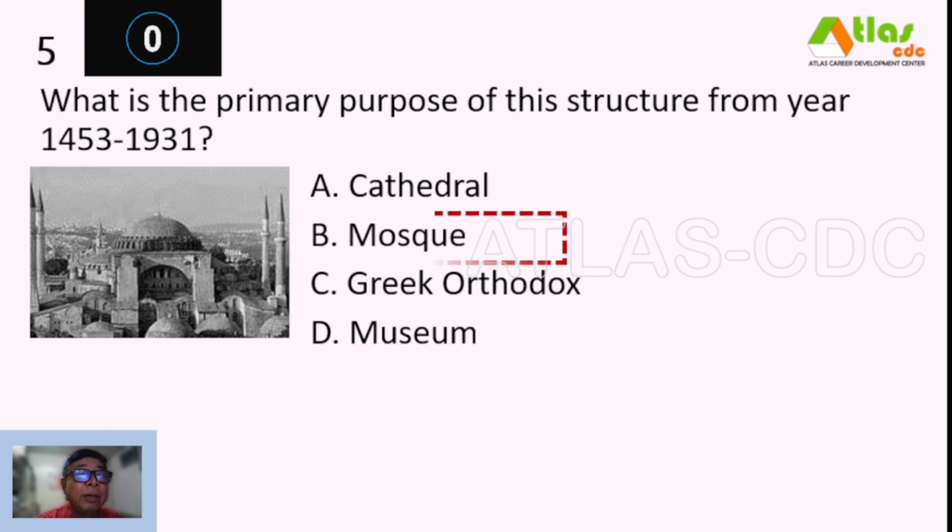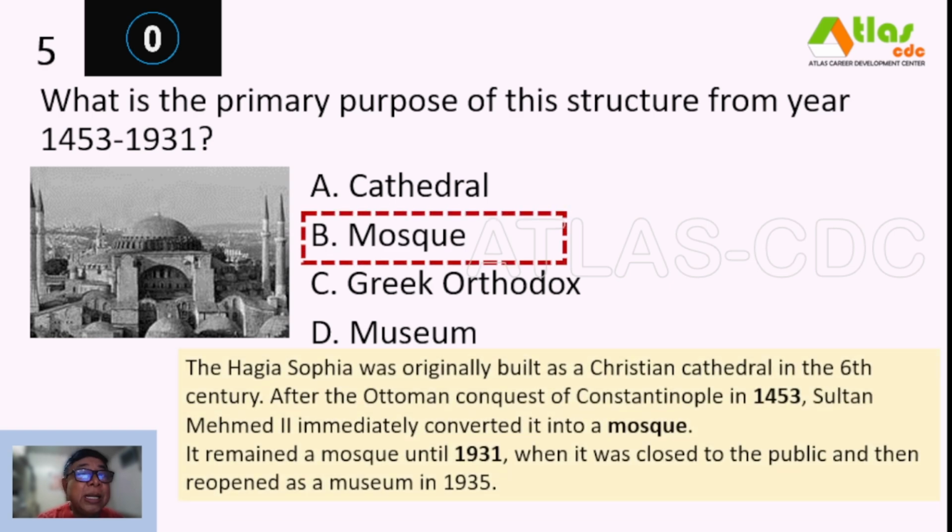And our correct answer is letter B, mosque. So the Hagia Sophia was originally built as a Christian cathedral in the 6th century. After the Ottoman conquest of Constantinople in 1453, Sultan Mehmed II immediately converted it into a mosque. It remained a mosque until 1931 when it was closed to the public and then reopened as a museum in 1935.